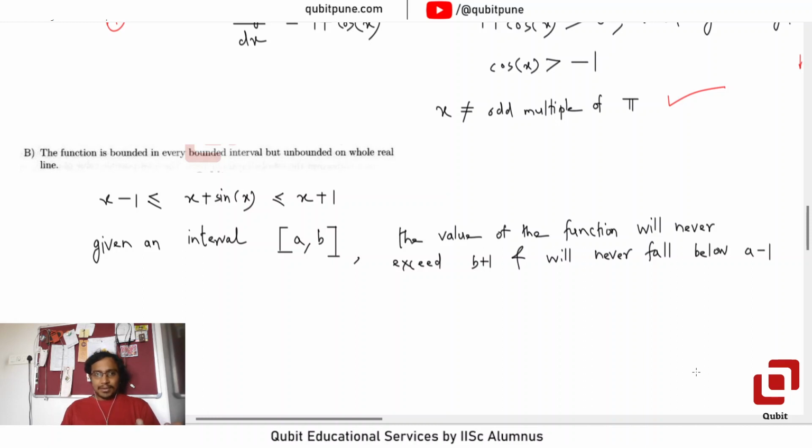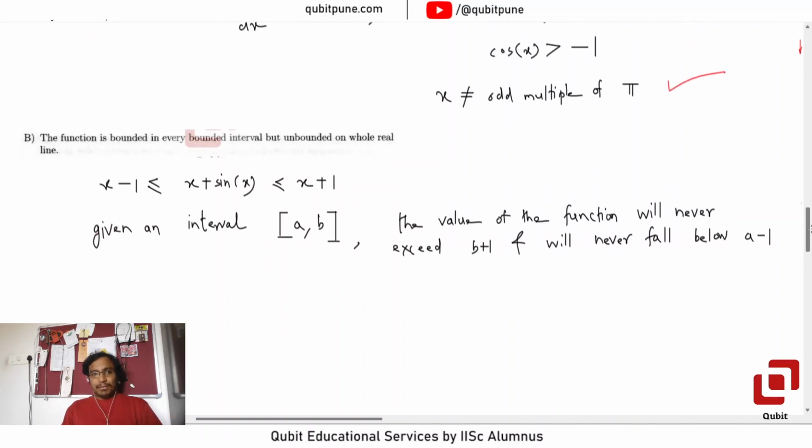Right, so exactly, is it true that it is bounded on every interval? Yes, it's bounded in every interval. But is it unbounded on the whole real line? That means, can we come up with a number such that all values of f of x are less than that?